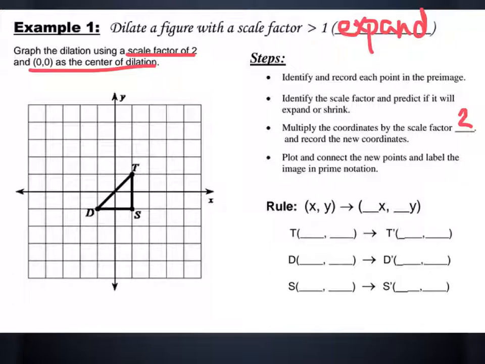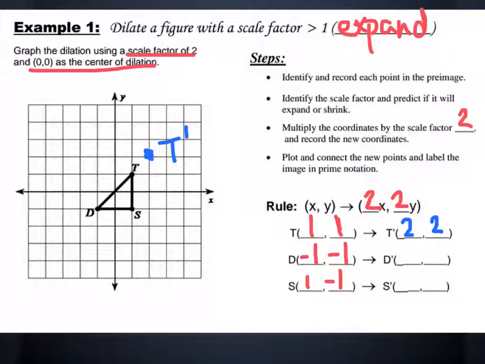Now, we have x and y, so our rule is going to be 2 times x and 2 times y. In this example, the point T is at 1, 1, the point D is at -1, -1, and the point S is at 1, -1. We're going to multiply the x value by 2 and the y value by 2. So our image of T would be, well, 2 times 1 is 2, and 2 times 1 is 2. So point T is going to move to 2, 2.